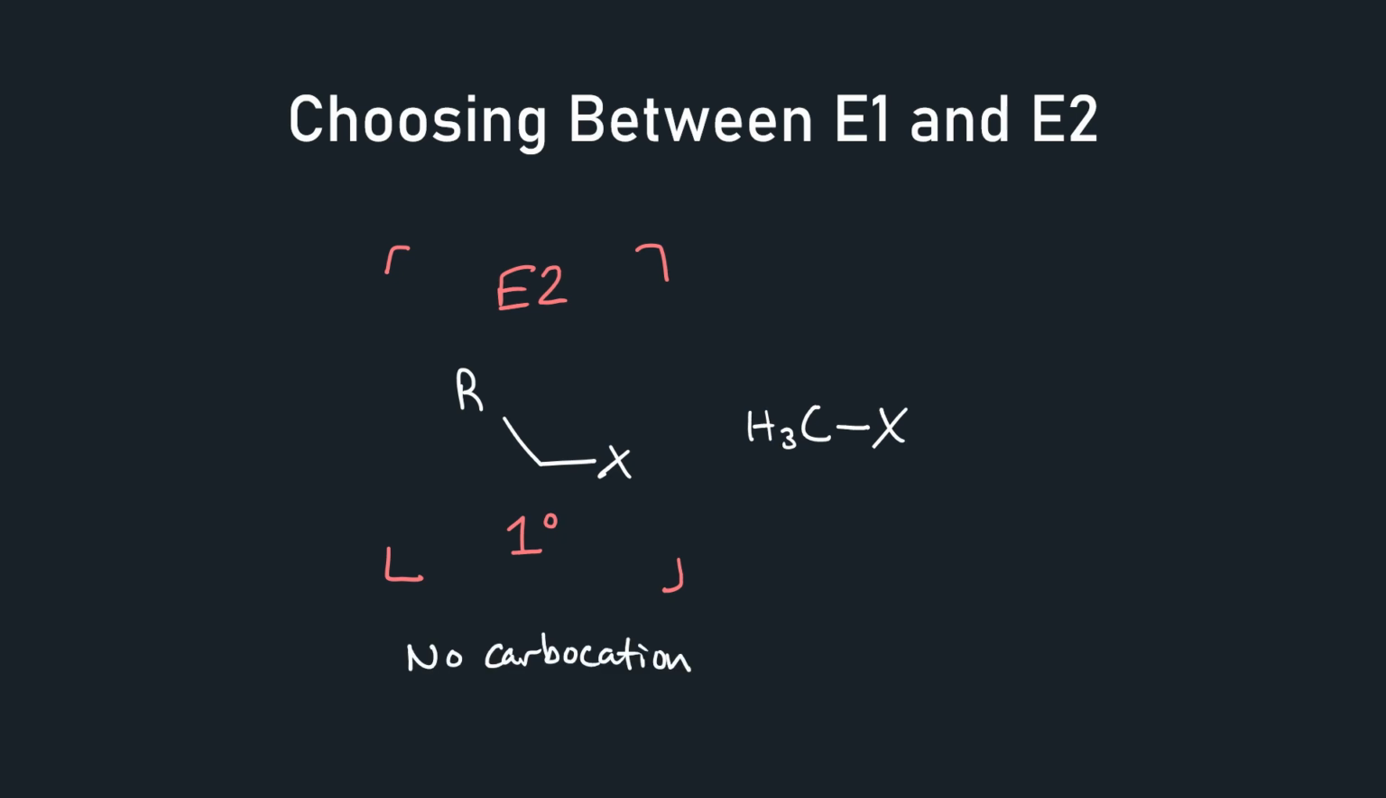Next, we're going to be looking at choosing between E1 and E2 reactions. So choosing between E1 and E2 is easier because the reactivity pattern is the same for both. The rate of E1 and E2 increases with the degree of substitution. So our two compounds that we're going to be looking at right now are a primary substrate and a methyl group. So primary substrates can only do E2 reactions. Why is this? Because they have no carbocation for elimination reactions. Similarly, methyl groups can't do elimination because they can't form carbocations.